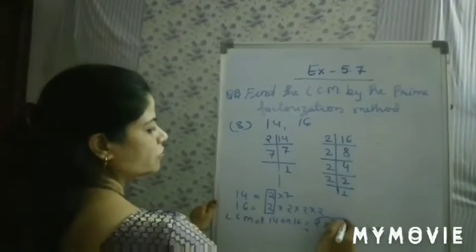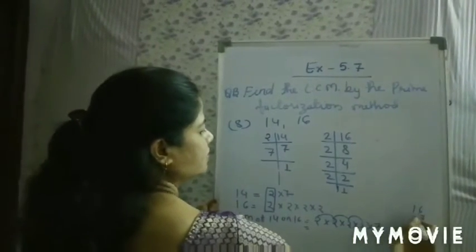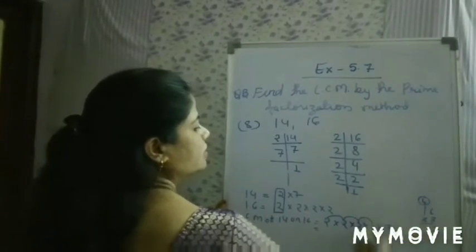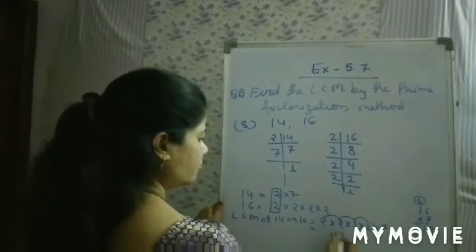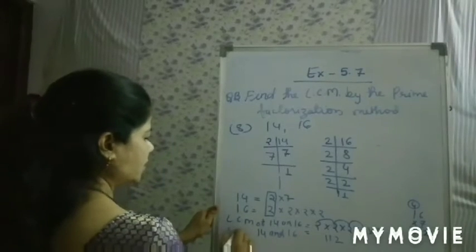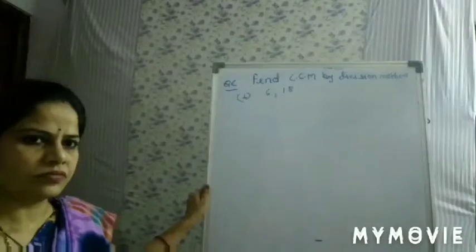2 twos are 4, 4 twos are 8, 8 twos are 16, 16 sevens are? So do 7 6s are 42. Write 2 in the answer. Carry over 4. 7 ones are 7, 8, 9, 10, 11. What are you getting? 112. So the LCM of 14 and 16 is 112.